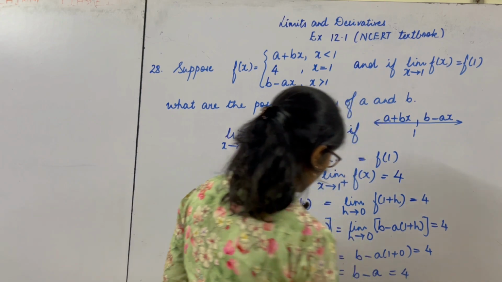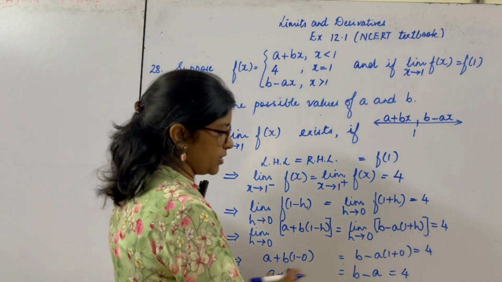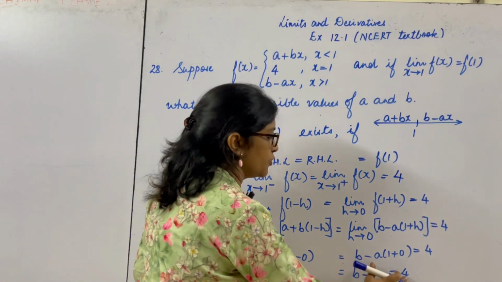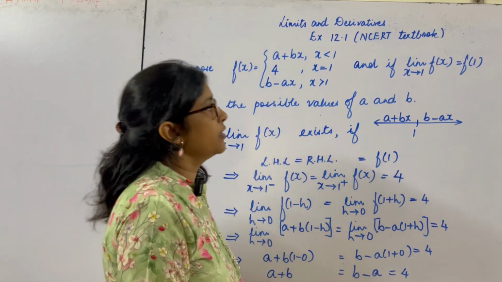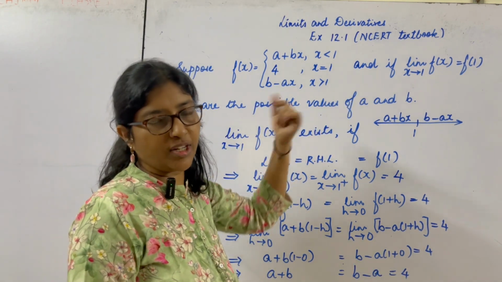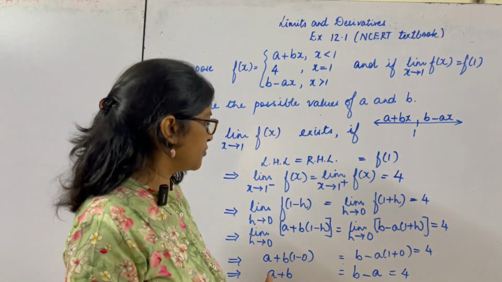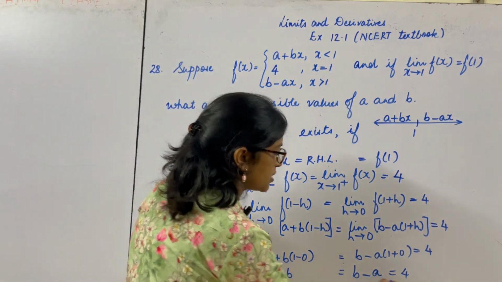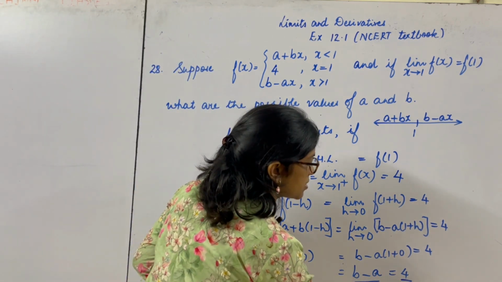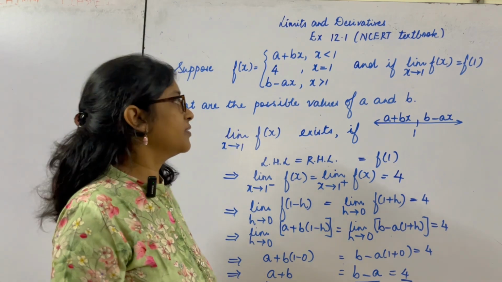From this equation, actually we have 3 equations: a plus b is 4, b minus a plus b is 4, and b minus a is 4. And you need only 2 unknowns. For finding 2 unknowns, 2 equations are enough. So we'll take a plus b is equal to 4 and b minus a is equal to 4 and find the values of a and b.